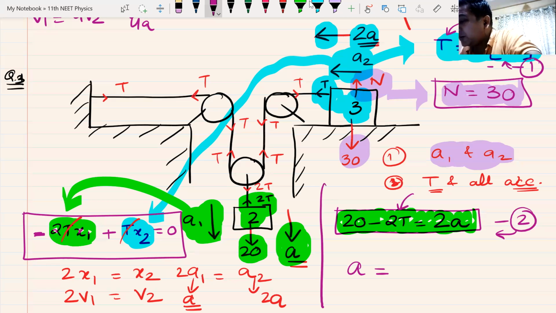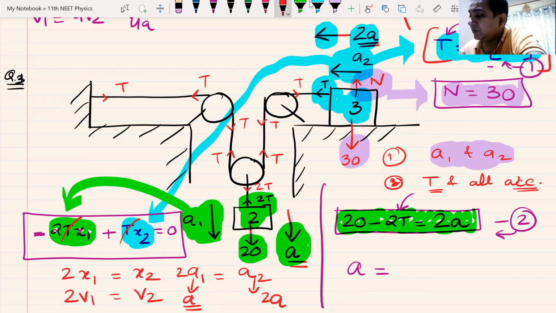Multiply equation number 1 by 2. I've written it in red. Then add equation number 1 with equation number 2. 2t will get cancelled. Can I have the answer for acceleration?